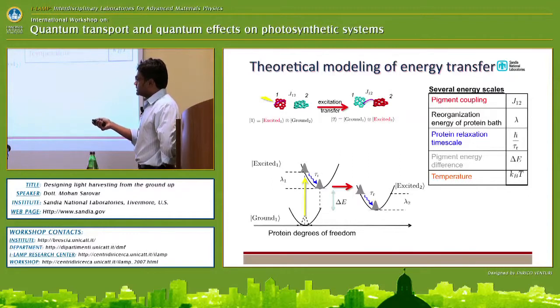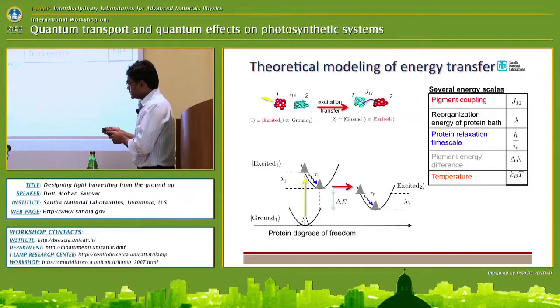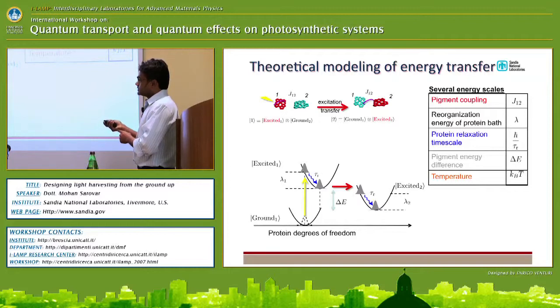So once it's excited, there's a certain relaxation time over which it relaxes into the ground state vibrational manifold of this first chromophore. Right? And then, or maybe this is a competing process, you have a transfer of this excitation into the second chromophore, and then again another relaxation process into the ground state manifold of the second chromophore. Right? And so what are the energy and time scales involved here?